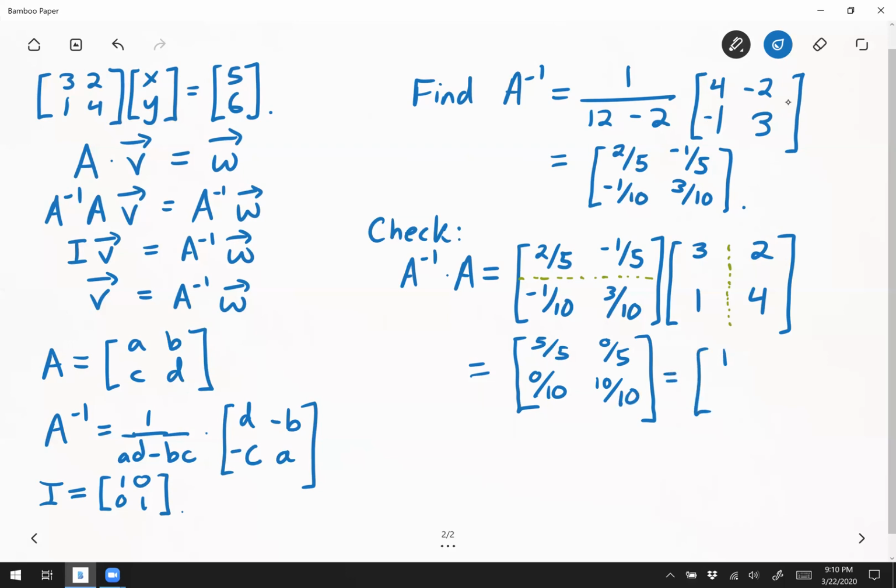And sure enough, that simplifies to the identity matrix. So that checks out. We can be pretty confident we've calculated it correctly. But next, we need to use it. Remember, the goal is to solve this equation over here. So we're going to end up multiplying both sides by this inverse matrix.